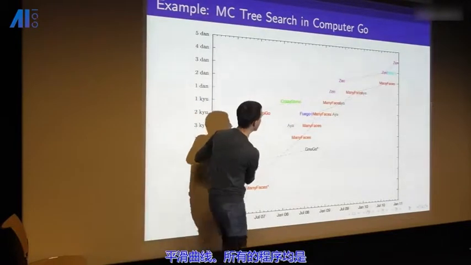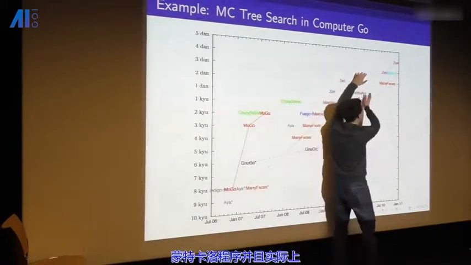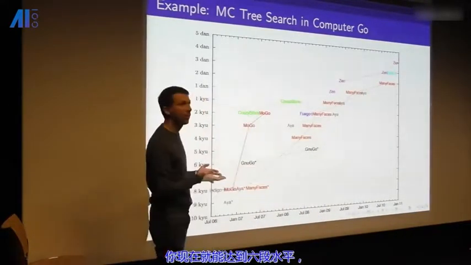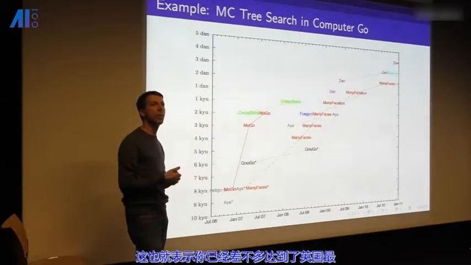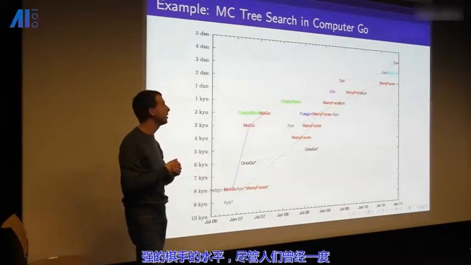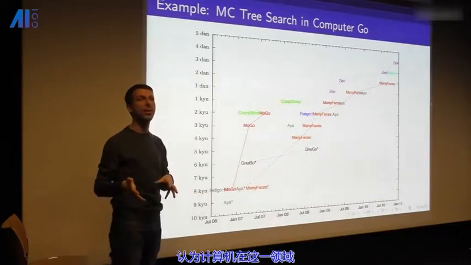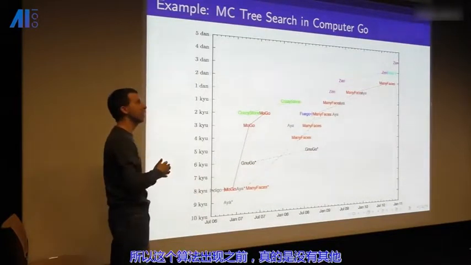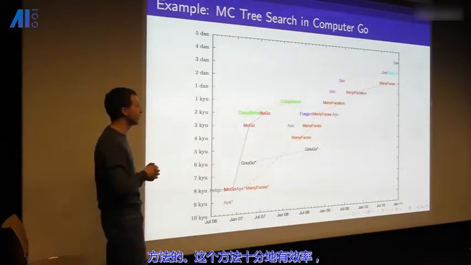And there's been this steady progress. All of these programs are Monte Carlo programs. And actually, if we continue it out to today, we're now playing at around 6 Dan, which is roughly as strong as the strongest players in the UK, for a problem that was considered to be something that humans would always dominate computers over. So until this algorithm came along, there was no alternative really.